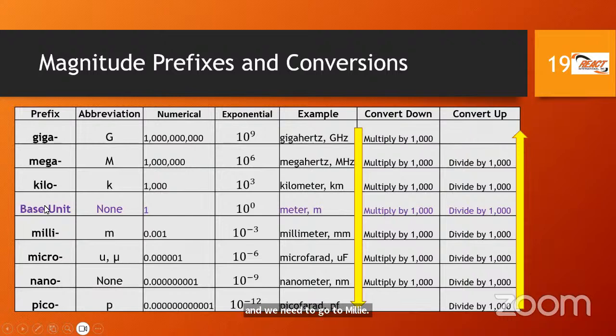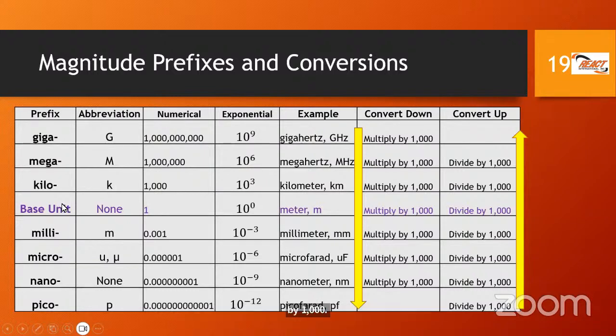What do we need to do? To go down, we need to multiply by 1,000. So any step to go down from one to the next is multiplying by 1,000. If we are going up, we have to divide by 1,000. That's what these two columns here are. Anytime you're moving up, you divide by 1,000. Anytime you're going down, or converting downwards, you multiply by 1,000. So we're moving down, therefore we need to multiply by 1,000 because we're just going from the base unit to the milli, which is right next to it. So we just multiply by 1,000.